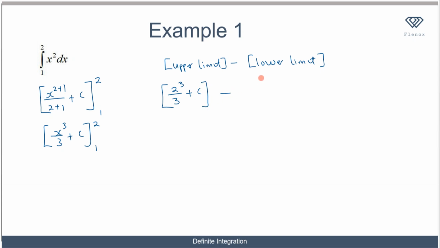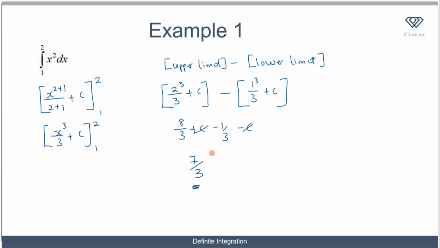Then my lower limit becomes: anywhere you see x now, I replace it with the value of 1. And that becomes 1 cubed over 3 plus c. Then I just subtract this. So what does that become? 2 raised to the power 3 is 8, over 3 plus c. This becomes minus 1 over 3 minus c. Minus c plus c cancels out. I'm left with 8 over 3 minus 1 over 3, which gives me 7 over 3.